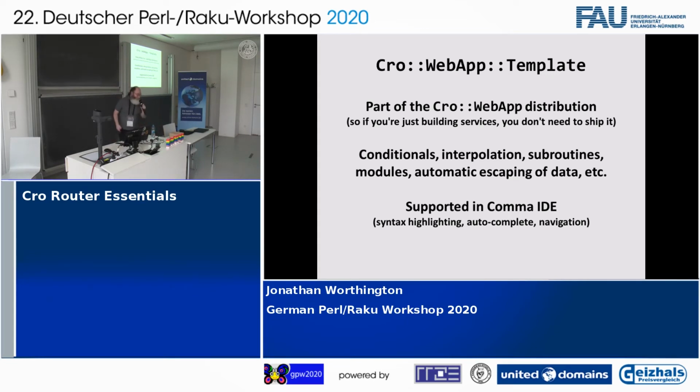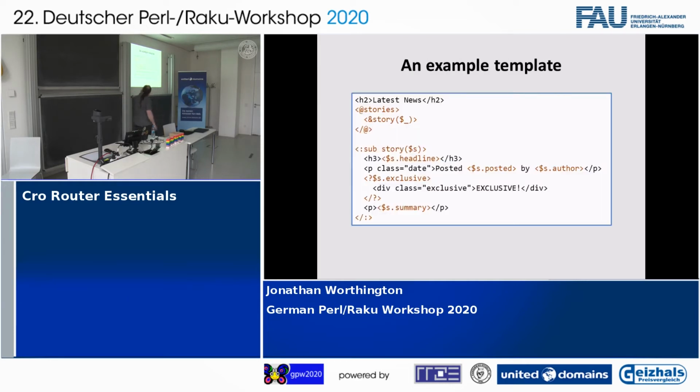is basically a templating engine that feels kind of like Raku. It has the usual things: conditionals, interpolation, subroutines. It has modules, which is kind of nice because then you can reuse stuff. It automatically escapes data, and even nicer, there's actually IDE support for it as well. So you get syntax highlighting and autocomplete and code navigation of your templates if you're using Comma, which is kind of nice. I'll show you it in a moment.